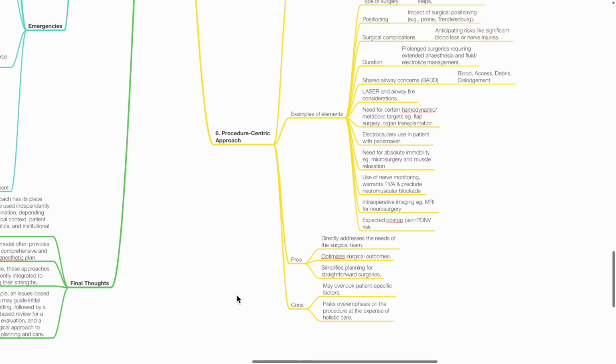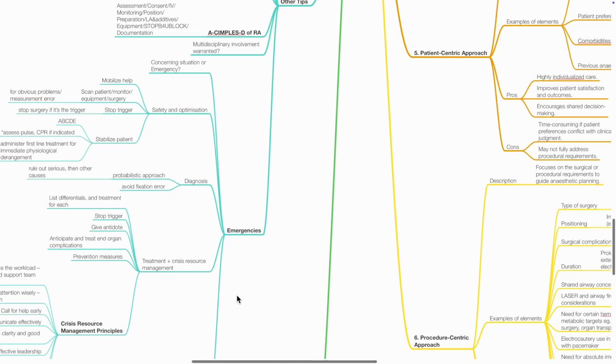Pros: this approach directly addresses the needs of the surgical team, optimizes surgical outcomes, and simplifies the planning for straightforward surgeries. However, it may overlook patient-specific factors and risk overemphasis on the procedure at the expense of holistic care.